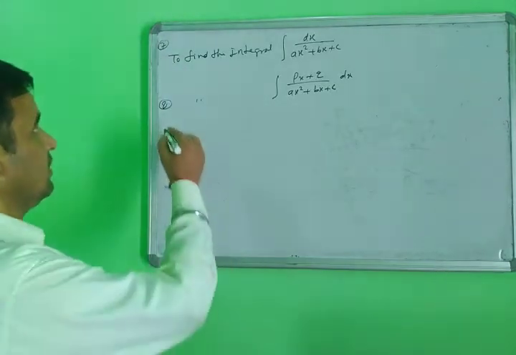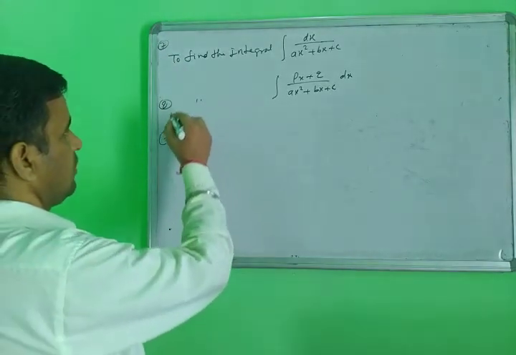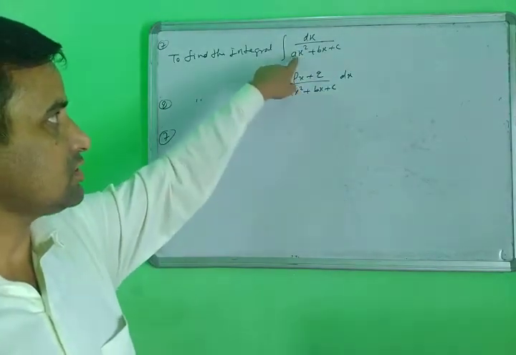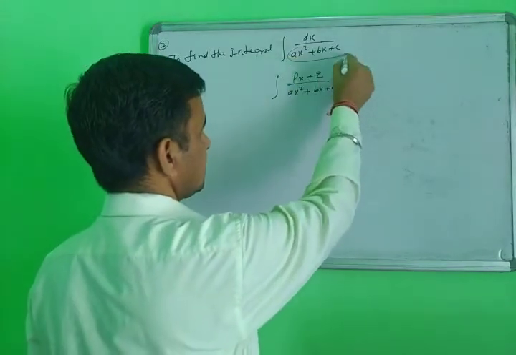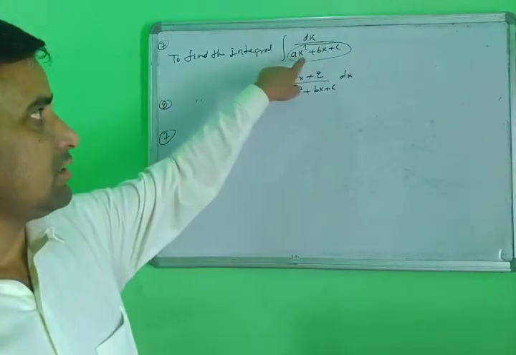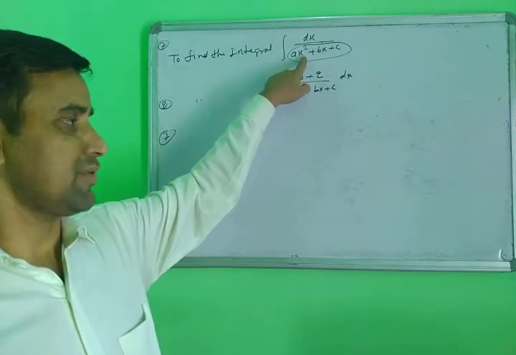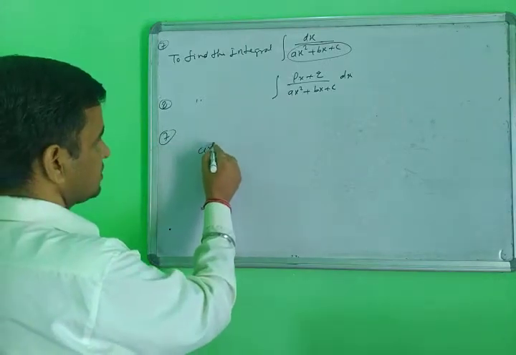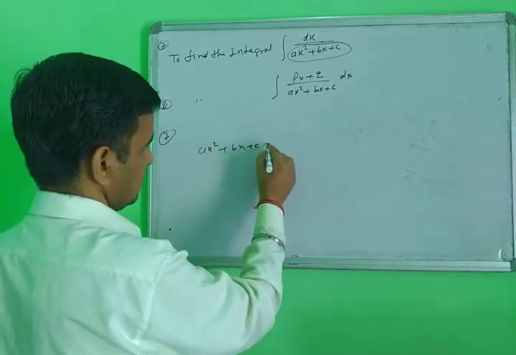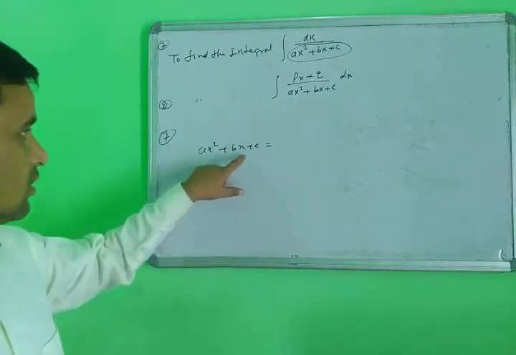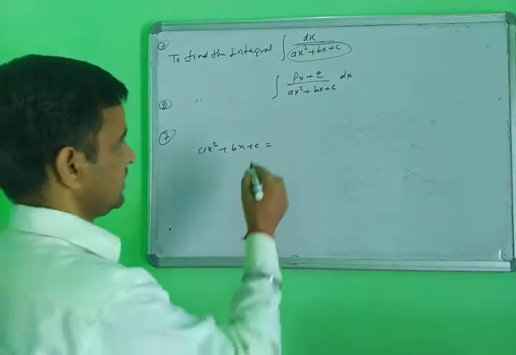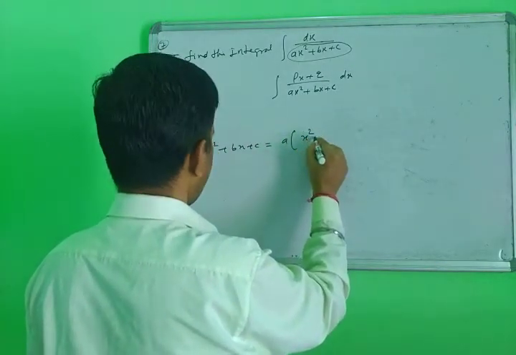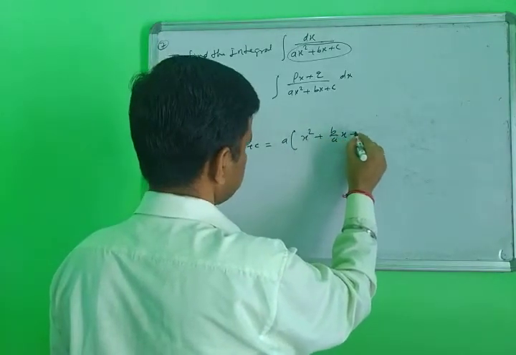Now look here, this is function number 7. Suppose the question is in this form. How to integrate it? First you will convert the denominator portion into a perfect square. How to convert it into a perfect square? Look here: a x square plus bx plus c. First of all, take a common. Then inside, it is x square plus b upon a x plus c upon a.